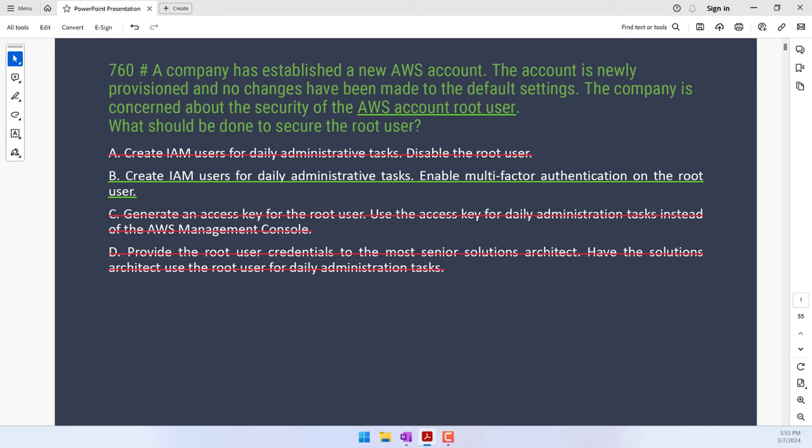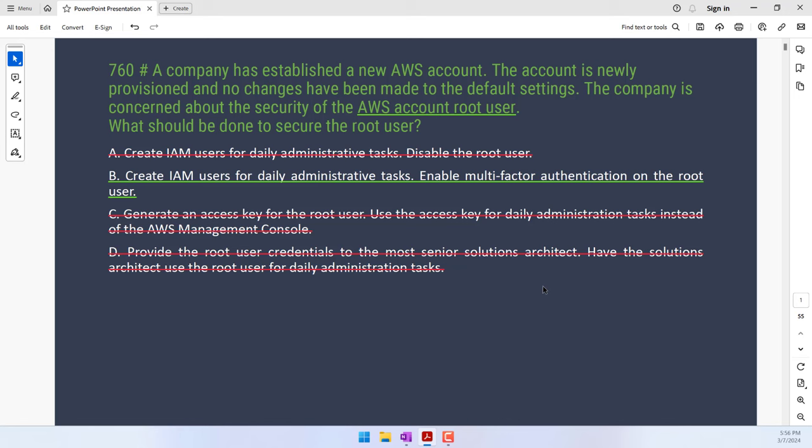Create IAM users for daily administrative tasks and enable MFA on the root account user. That is the best practice and most secured way. Why? Because creating different IAM users allows you to create these users with specific permissions, and you can use these users for daily tasks, which allows you to grant the least privilege necessary, reducing the risk of accidental or intentional misuse. And why do we need MFA?